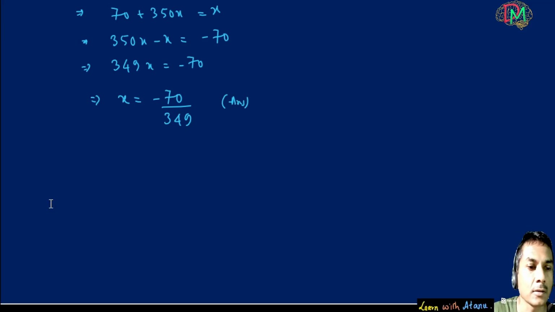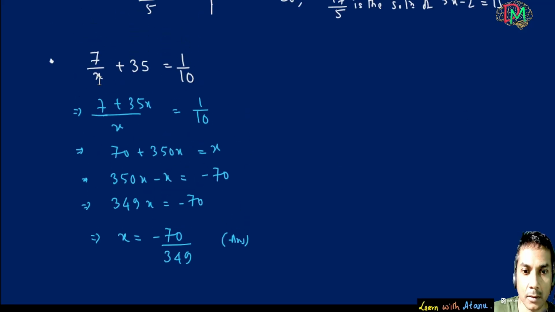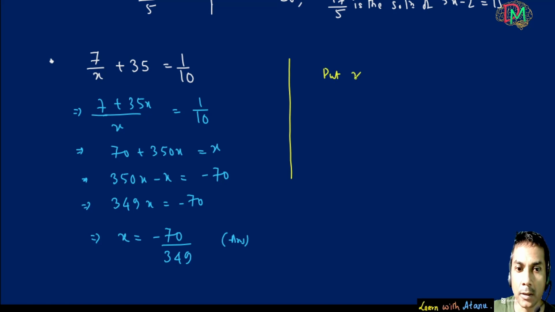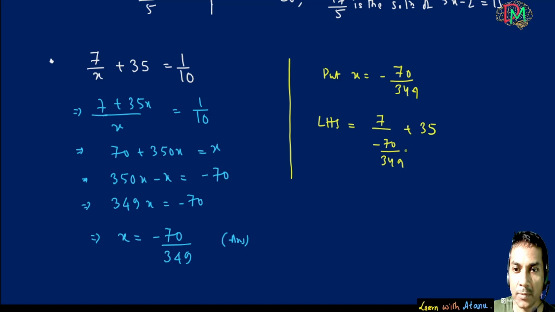Okay, what does that mean? If we replace x with minus 70 by 349, the LHS, so if we put x is equal to minus 70 by 349, what value do we get? LHS is equal to 7 by x. So x is what? Minus 70 by 349 plus 35.